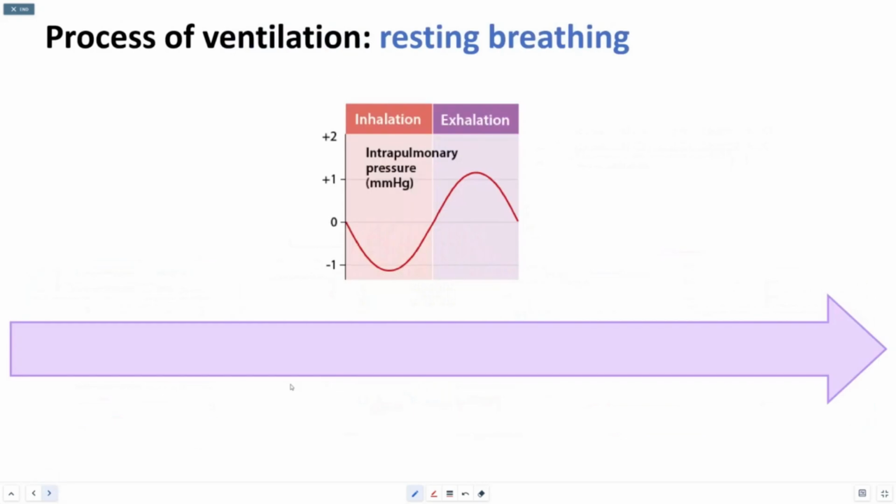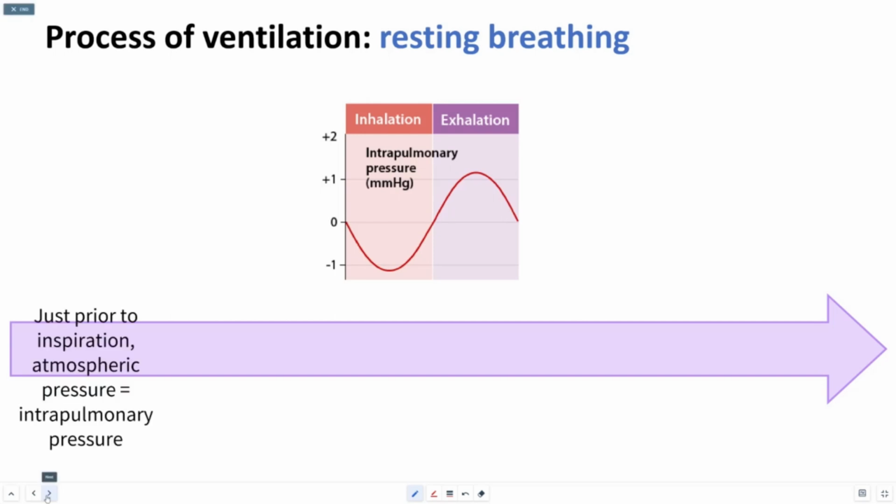So the process of ventilation from resting breathing. Quiet inspiration is initiated whenever the brain's nuclei in the respiratory centers send signals to the muscles of the diaphragm and the external intercostals to contract. This will then increase the cavity volume, decrease the pressure, so the air goes into the lungs. During expiration, there's a stopping of the signals so that the diaphragm and external intercostals can relax. The lungs begin to recoil, and then the volume decreases, pressure increases, and the air goes from the alveoli out to the outside world.